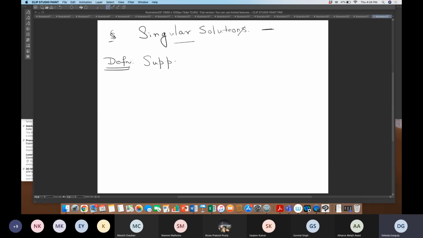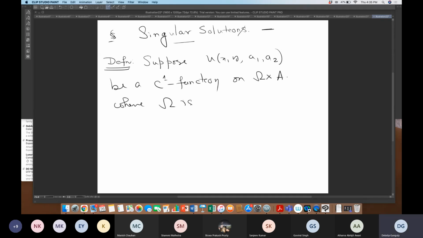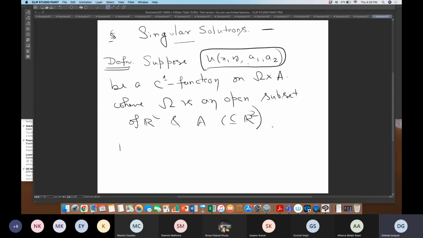Okay. Suppose u(x, y, a1, a2), that is u(x, y, a), be a C1 function on omega cross A, where omega is an open subset of R2, of course, and also A is an open subset of R2. So this is the equation. This is the function. You know what that is? That is u(x, y, a, b).